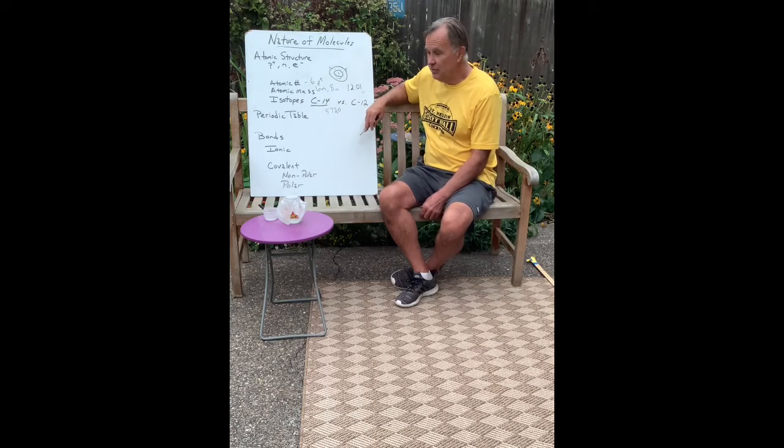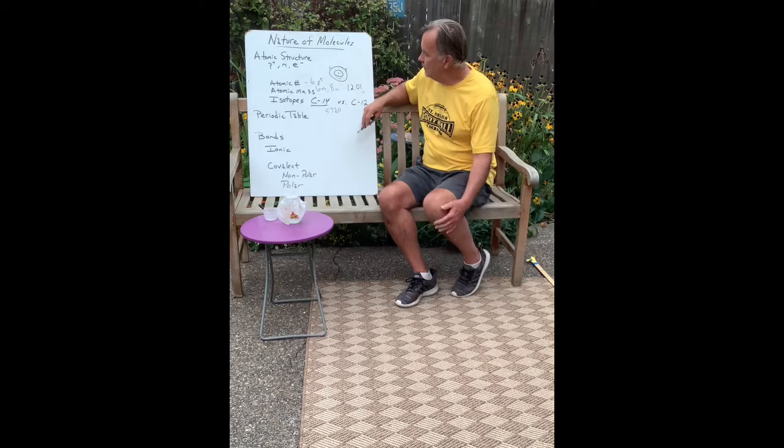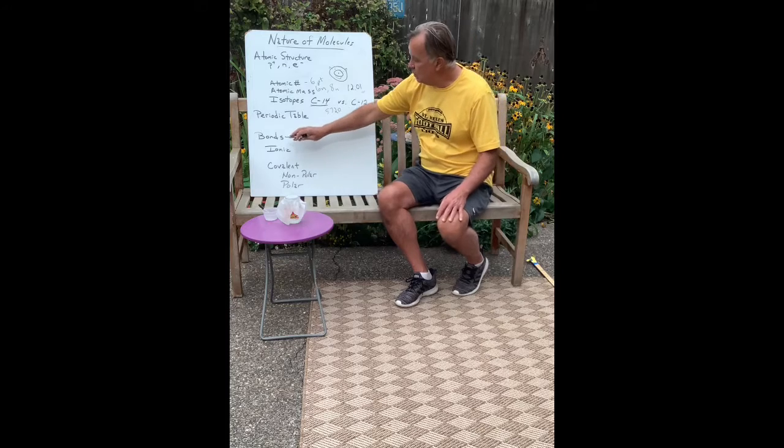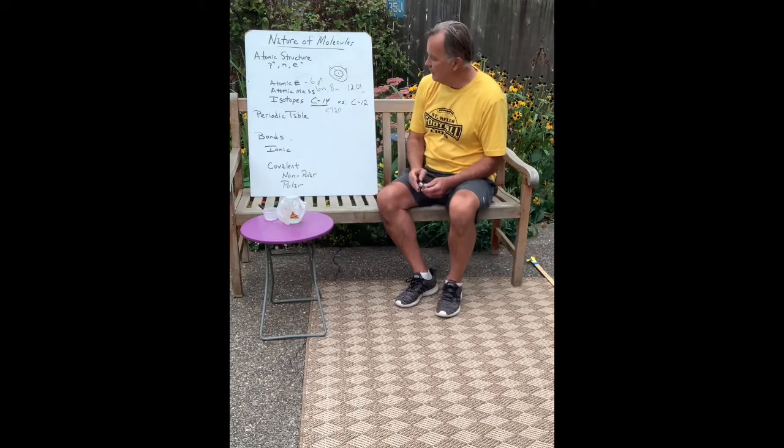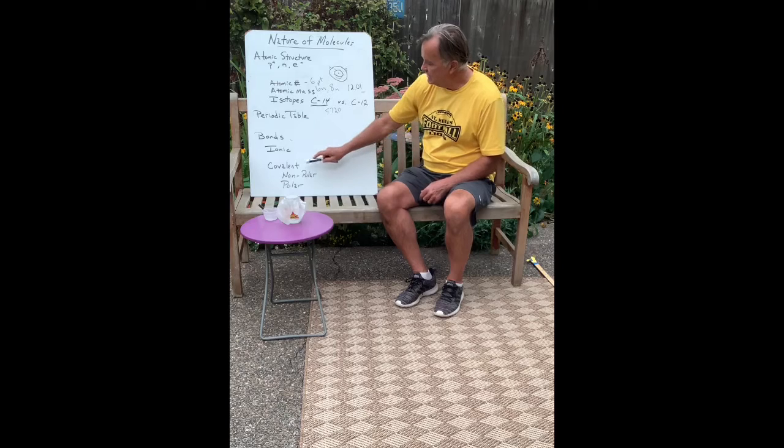Periodic table, make sure you're familiar with that. We'll go over that in the PowerPoint, I think, a little bit more. Right. Bonds, of course, forces holding things together. You have ionic bonds where there's a transfer of electrons, and then you have covalent bonds where there's a sharing of electrons.